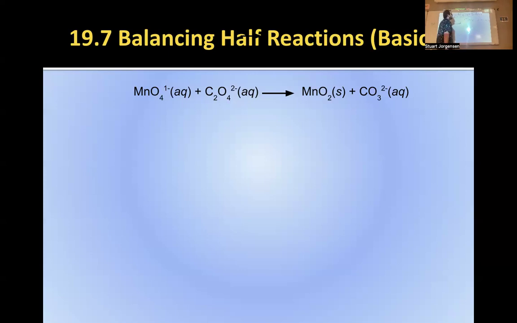What we got over here? 1 manganese, 1 manganese, 4 oxygen, 2 oxygen. We need 2 more O's, right? 2 waters. How many H's? We're going to need 4 hydrogens on this side to balance the H's. 0 charge over here. I got 4 positives, 1 negative. I need how many more negatives? 3. 1 manganese went from 7 plus to 4 plus, gaining 3 electrons. It works either way. Whatever makes sense to you.